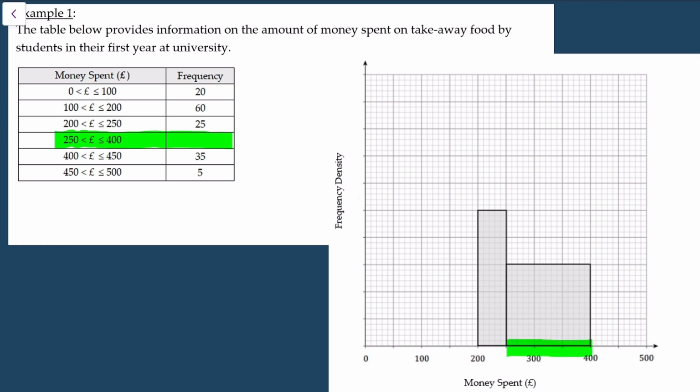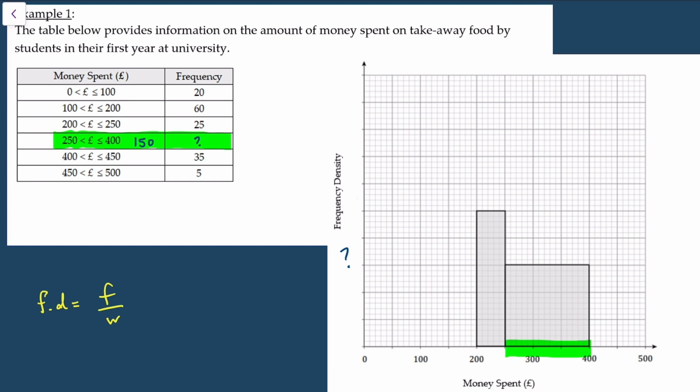And we know that frequency density is equal to frequency divided by the class width. We know that the class width here is 150, but we don't have the frequency, and there is no scale on the frequency density axis. So we've got two unknowns, so we cannot work that out. If we have three things, frequency density, frequency, and class width, we need two knowns and one unknown in order to work that out. So it's really quite simple.